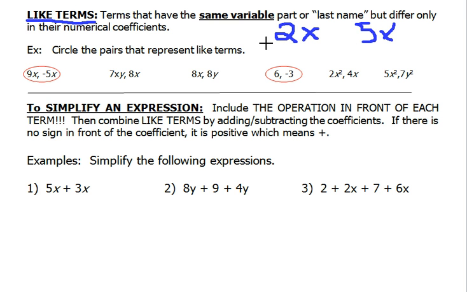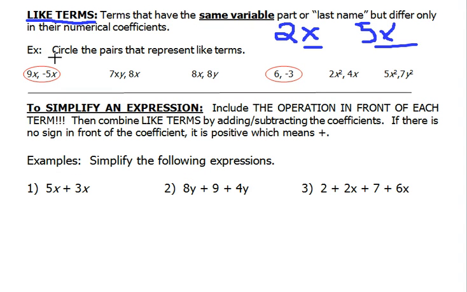we're going to call the number the first name and the letter or the variable the last name. So when I'm looking for like terms, I'm looking at the last name or the variable part. Since this term has a last name of x, or a variable of x, and so does this term here, then these are called like terms. And this is going to be important to know when we get into simplifying expressions down below.